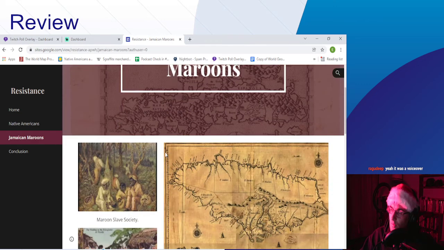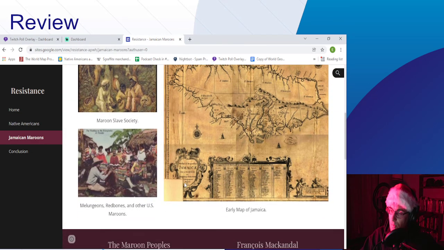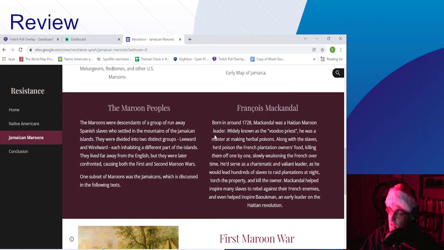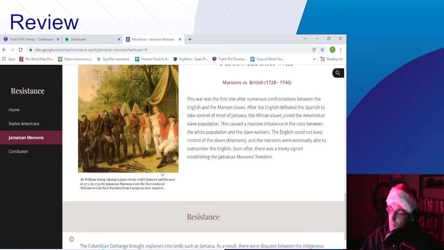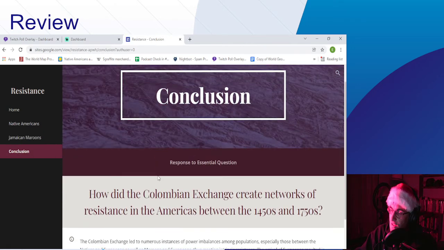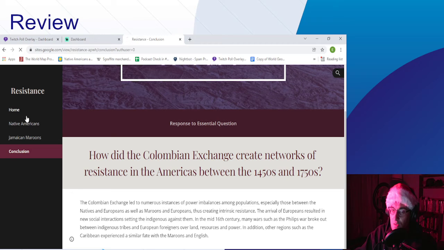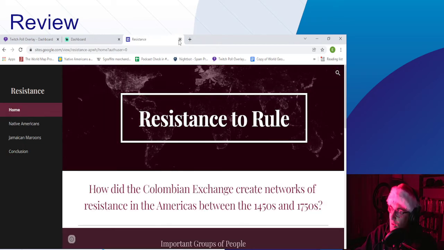After the war, you had a nice profile here on the Maroons, right? Nice description of Franco and Makandal, right? And you even talked about the First Maroon War, right? This is that treaty they were talking about in the video. This is an artistic depiction of it, right? And then you had a nice conclusion, you gave a nice answer to the question. So yeah, nice work. That was a real nice job you guys did.